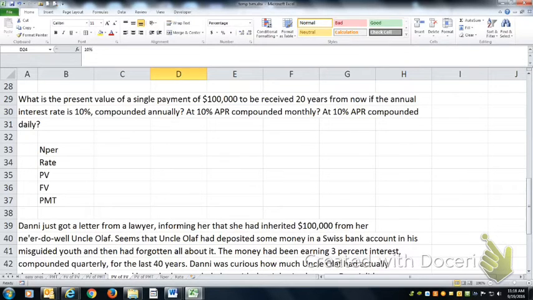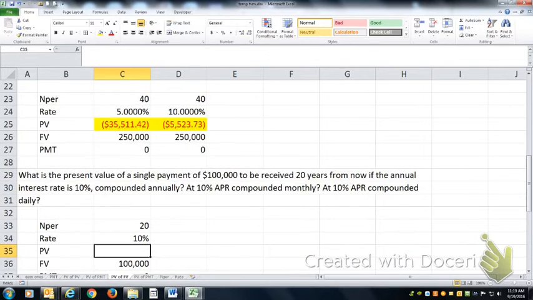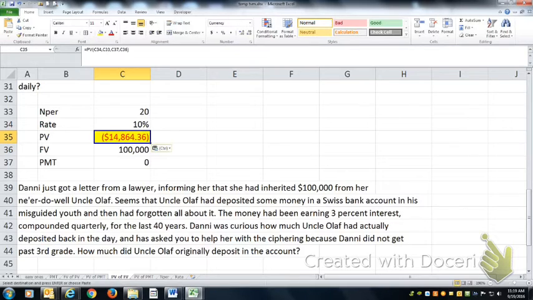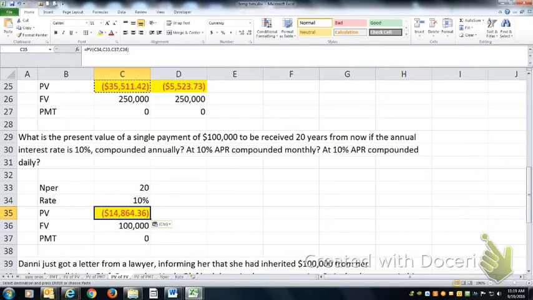What is the present value of a single payment of $100,000 to be received 20 years from now? A single payment of $100,000, and notice this isn't the PMT, it's a single payment, one time over 20 years at 10% compounded annually. No other payments, because when it says a single payment, that's a one-time cash flow. If it only occurs one time, that makes it either a PV or an FV. Alright, and so, what's the present value of $100,000 20 years from now?